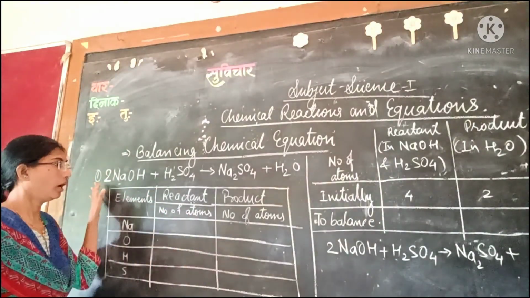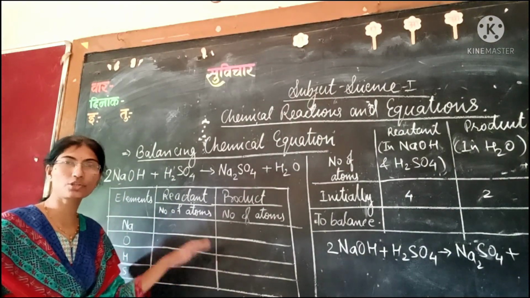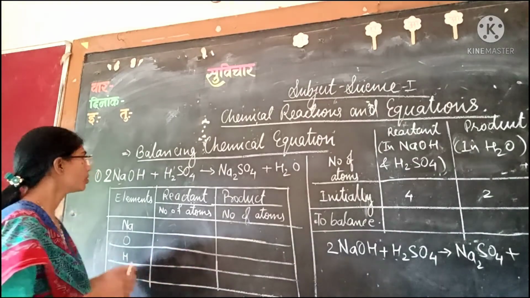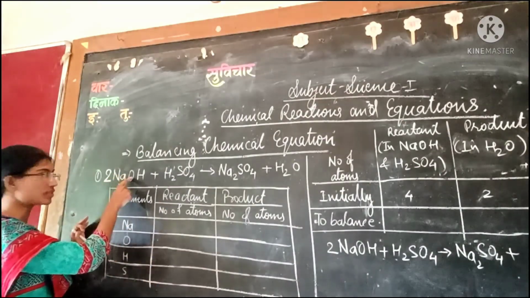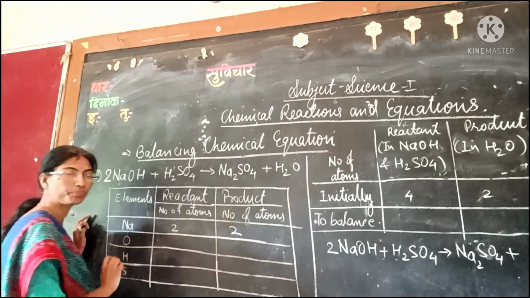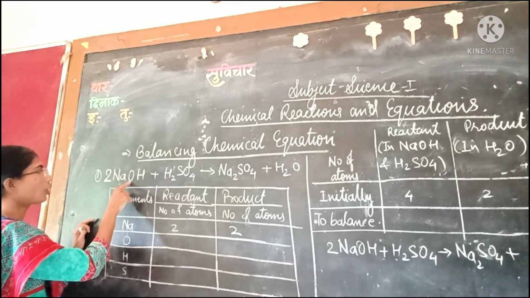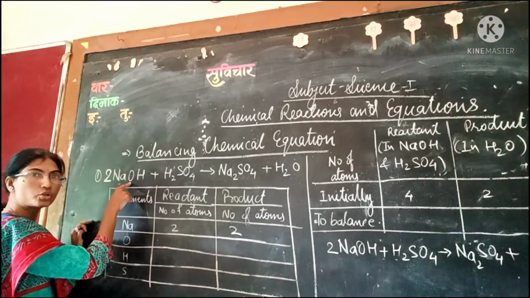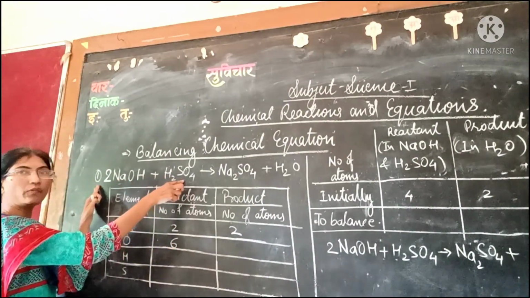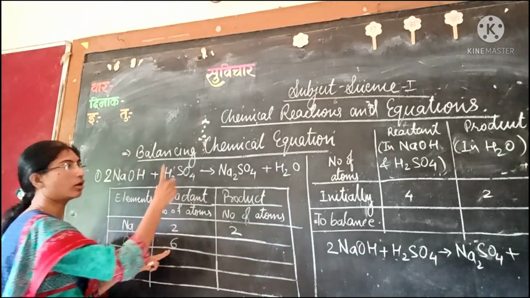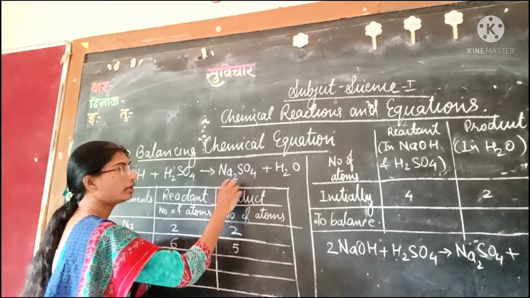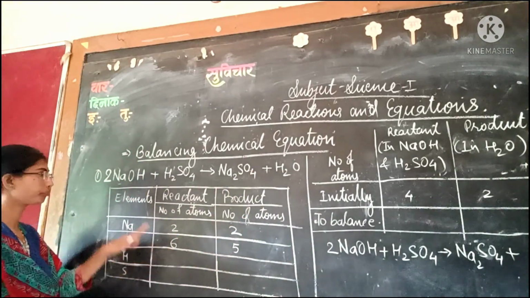Now let's see. Again we are going to make a table in this way and check how many atoms are balanced and how many atoms are unbalanced. So first of all, sodium on the left hand side, it is 2. So we will write 2. On the right hand side it is 2. Just now we are balanced. Second is oxygen. Here the oxygen are 2. Here it is 4. So 4 plus 2, 6. So on the reactant left hand side 6 atoms of oxygen. Now let's see on the right hand side. This is 4 plus 1 makes 5. On the right hand side 5 atoms of oxygen.